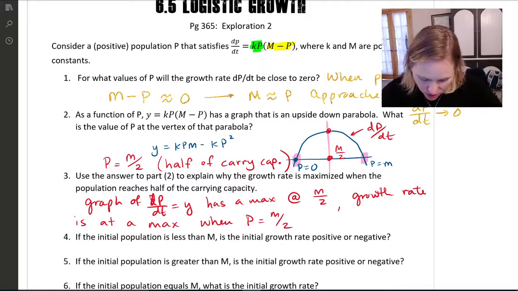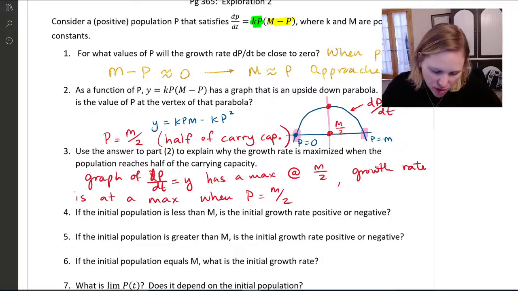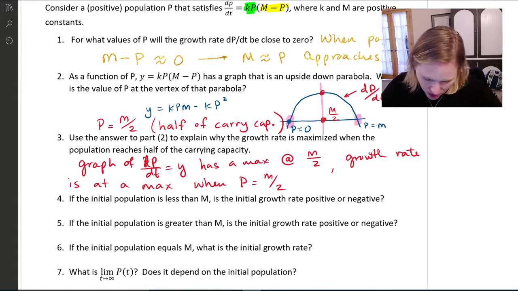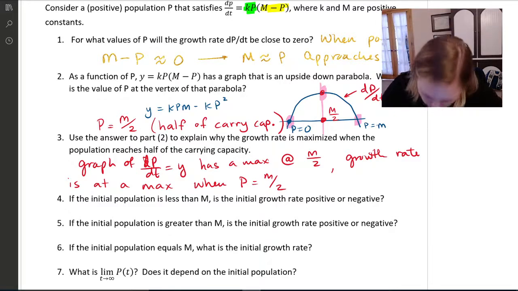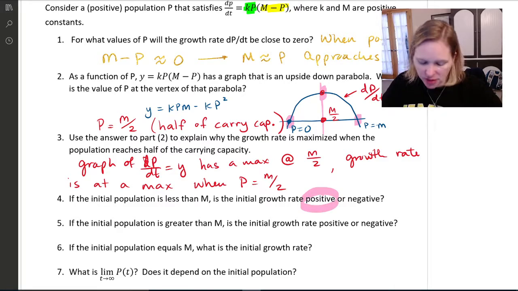Okay, so if the initial population is less than m, is the initial growth rate positive or negative? So let's think about this. Remember, dp dt, if we have a maximum growth rate right here, that means my growth rate is going down on one side. It's going up, up, up, up, up. It hits that max, and then it's going down. So if the initial population is less than m, is the initial growth rate positive or negative? Well, if we're below m, we have a positive growth rate.